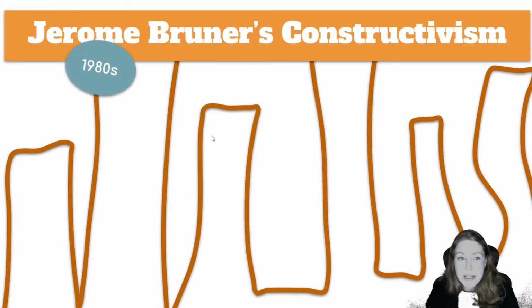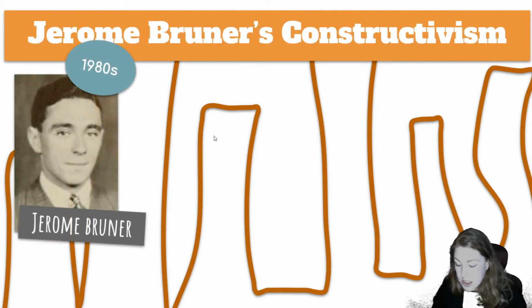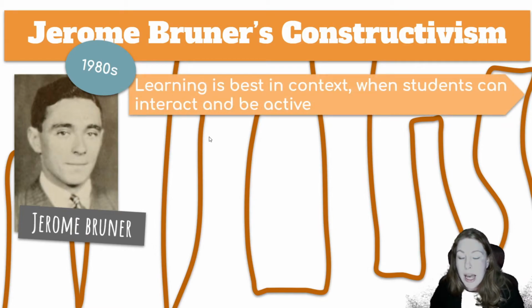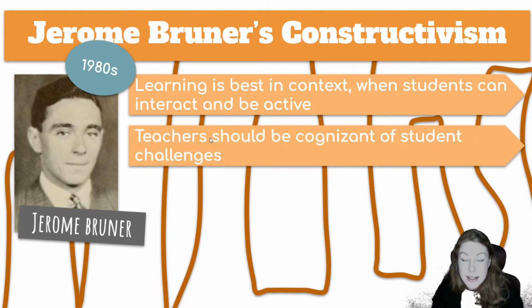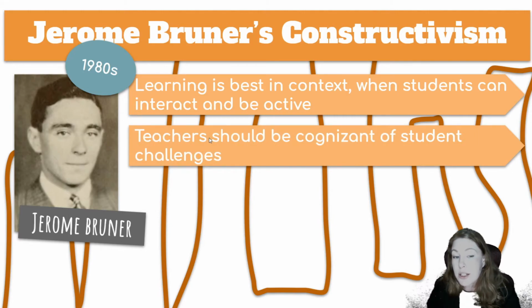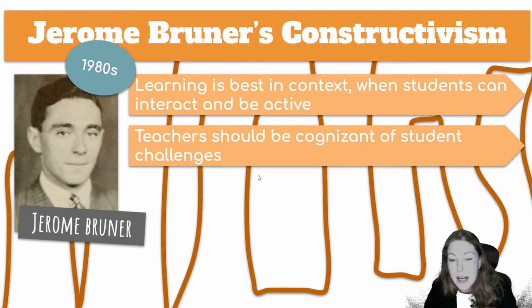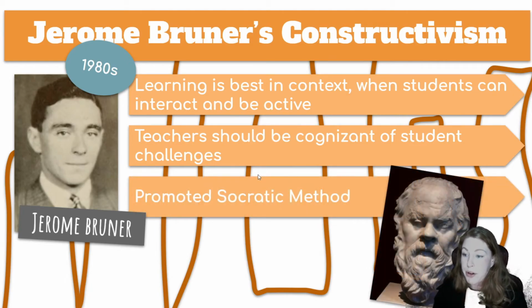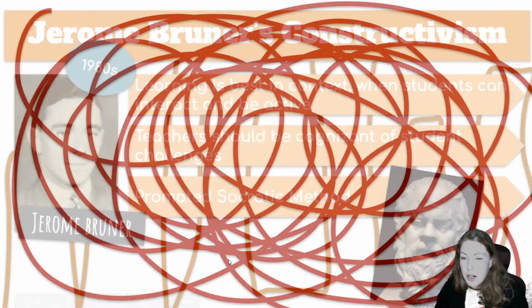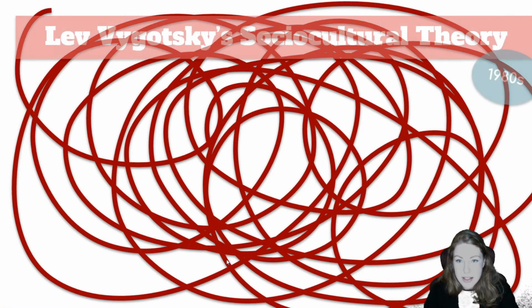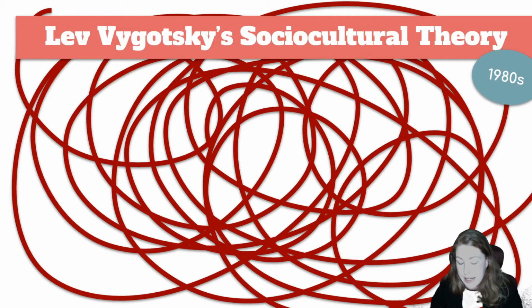So Jerome Bruner in the 1980s came up with constructivism, which basically means that learning happens best when it's in context, when students can interact and be active with what they're learning. Teachers should be cognizant of student challenges, and basically teachers should know how much a student has developed in a certain area and how to help them. He was also a promoter of the Socratic method, which we just talked about in another video with our guy Socrates.